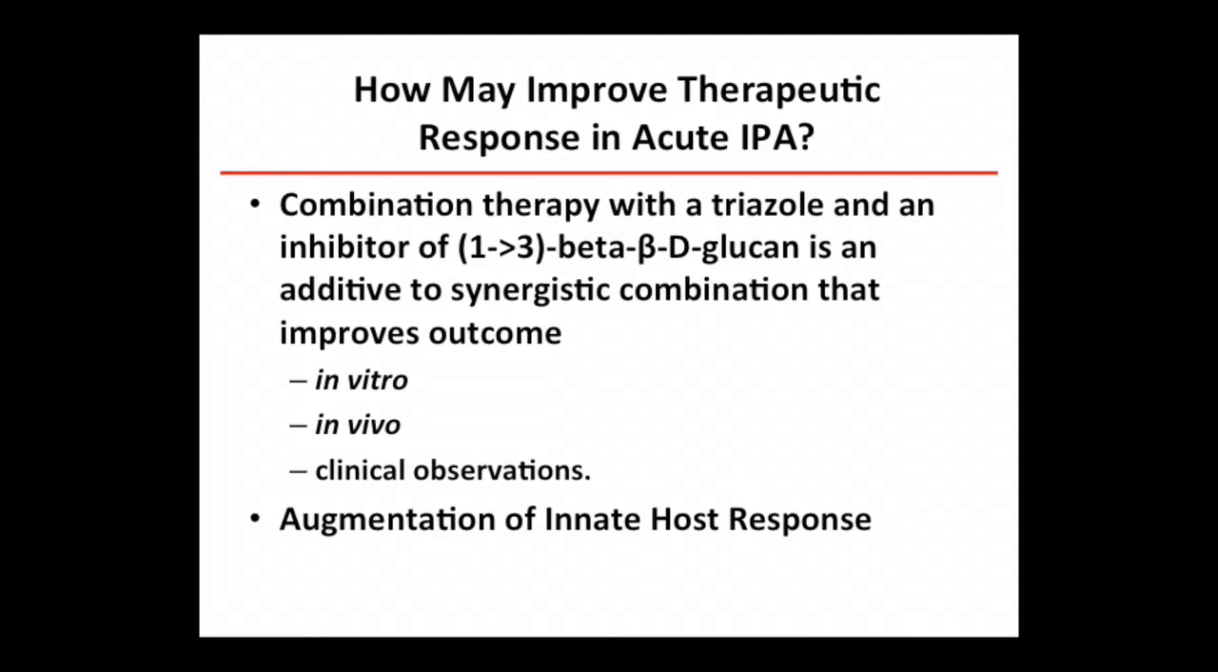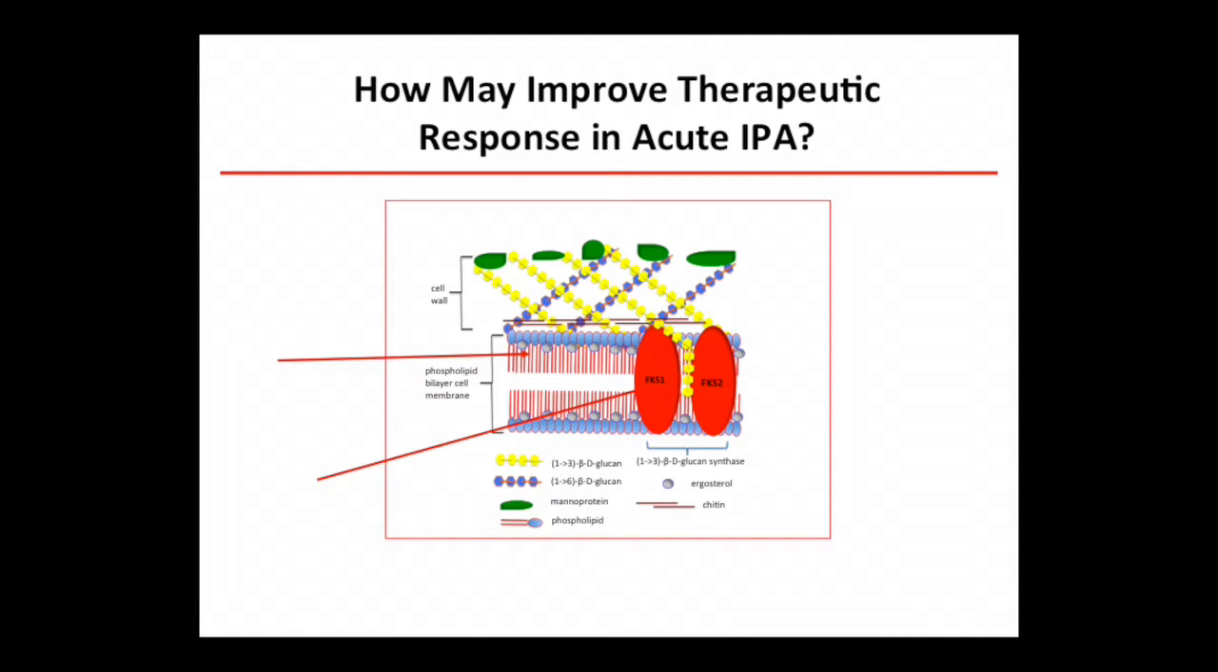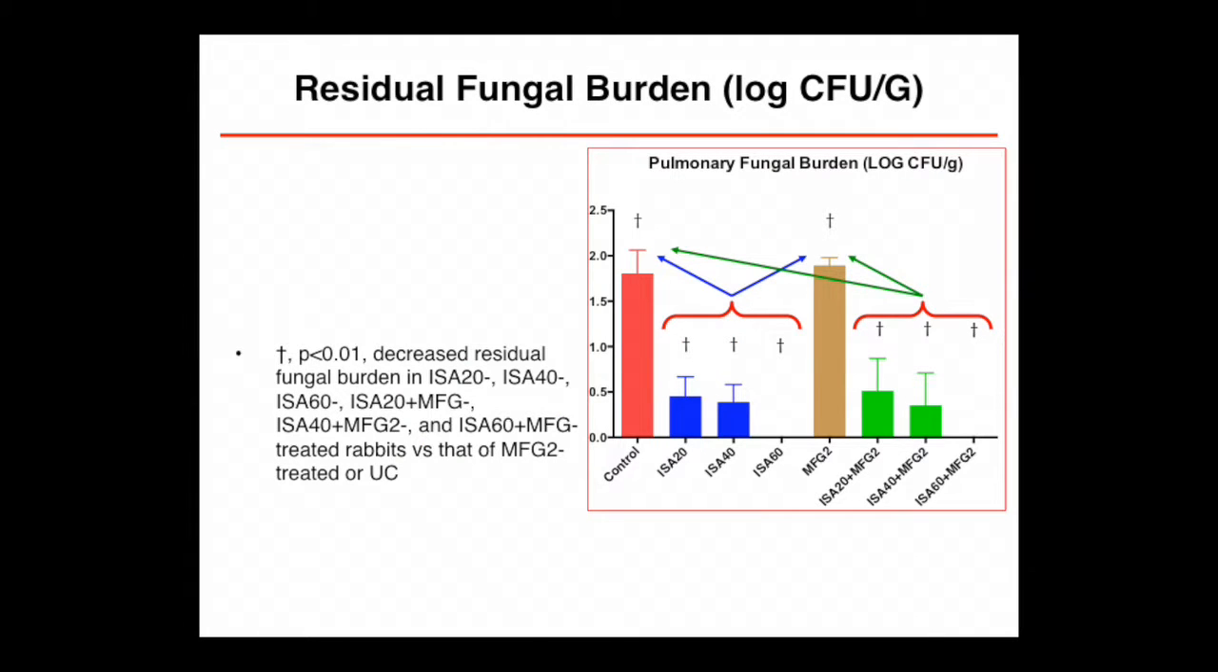And one is going back to the question of combination therapy. Certainly we have augmentation of host response, but if you look at just the general concept of the impact on the FKS1 target, meaning 1,3-beta-glucan synthase, and ergosterol simultaneous inhibition in vitro, in vivo, multiple laboratory animal studies support this concept.